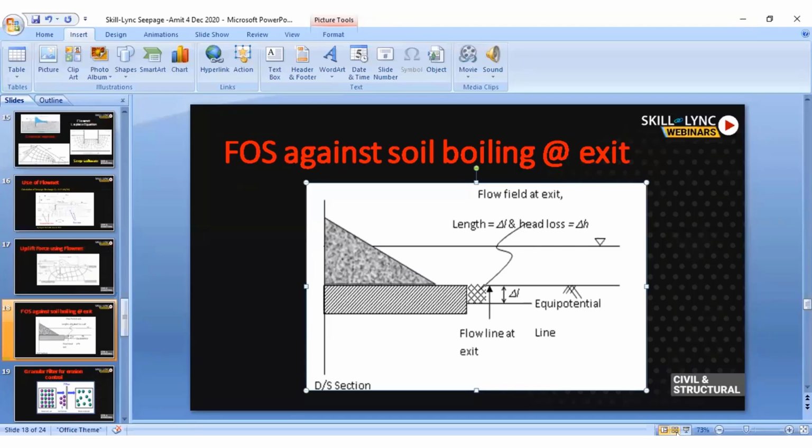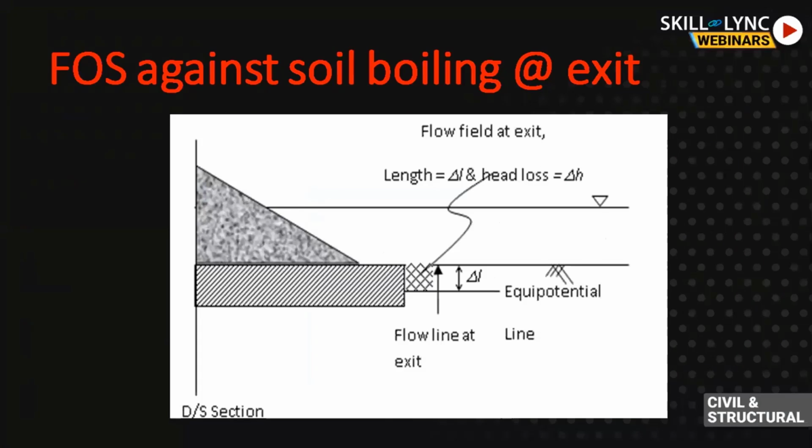So this is all about the utilization of flow net and how it is actually used for the calculation of seepage force, uplift force, and factor of safety against the soil erosion and piping condition, and to avoid the soil boiling condition. So what we do here, as I mentioned, you can provide a granular filter layer on the downstream end.